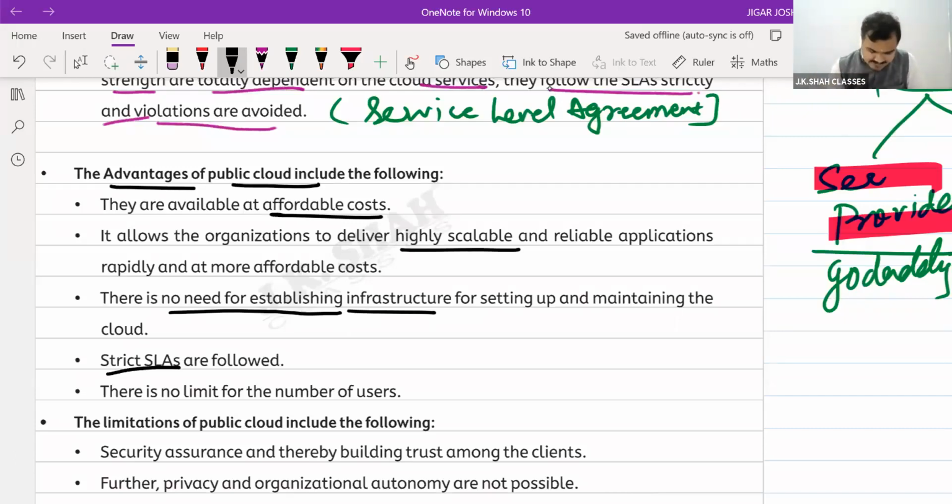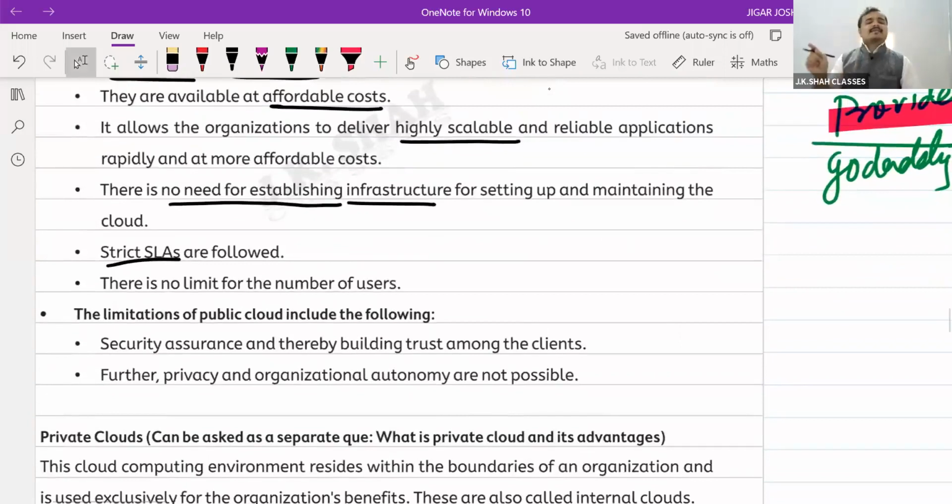Next one, strict SLA is followed. Yes or no? Yes, sir. Because the risk is high, I will tell GoDaddy, listen, please, if my data is lost because of a virus attack or anything, I will charge 400 crore rupees penalty to you. How much? Sir, 400 crore.